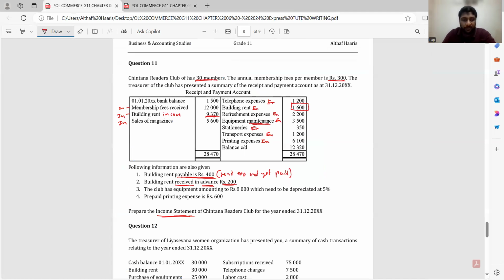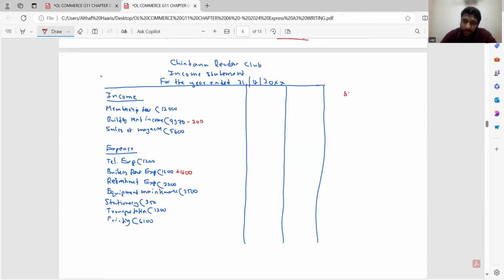Next one. The club has equipment amounting to 8,000 which needs to be depreciated at 5%. So 8,000, 5% means how much? 400. Equipment depreciation, 400.